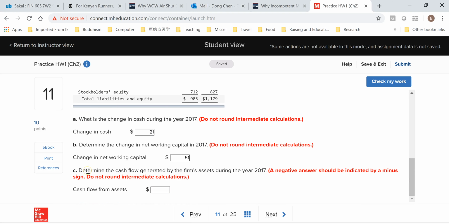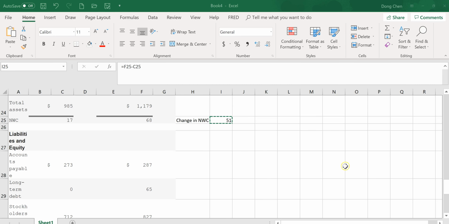And then the final part of this question: determine the cash flow generated by the firm's assets during the year 2017. So far, using Excel, I have automatically followed the rounding requirement, do not round intermediate calculations. And for the final part, a negative answer should be indicated by a minus sign. So that means the cash flow from assets could be a negative number, which means that during this year, the cash actually flows from the firm to the investors rather than the other way around.